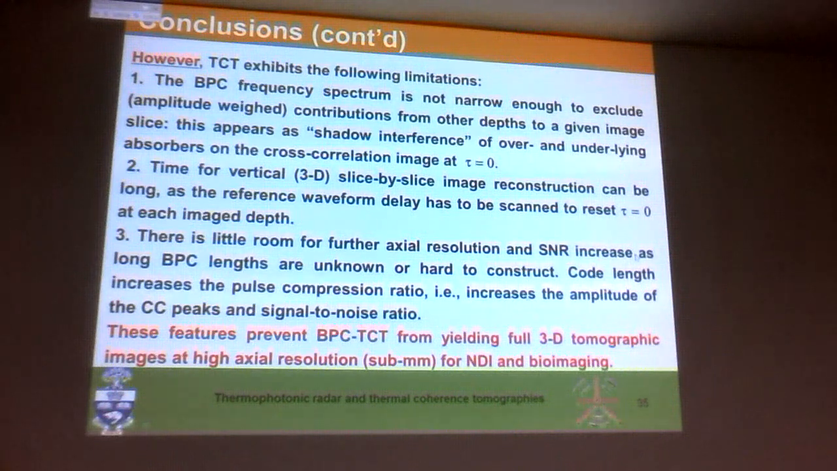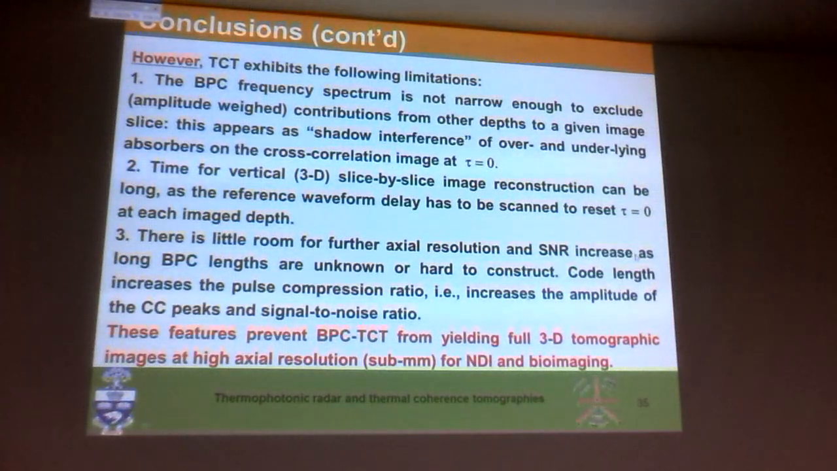So first of all, we did the thermal wave radar, then we did the binary code, but now we still need to do better. Because with this binary code, the thermal coherence tomography, you can really sit at one depth and then go one depth after another by readjusting the time tau equals 0. The frequency spectrum is not narrow enough to exclude weighted amplitude contributions from other depths. Heat is coming from other depths as well.